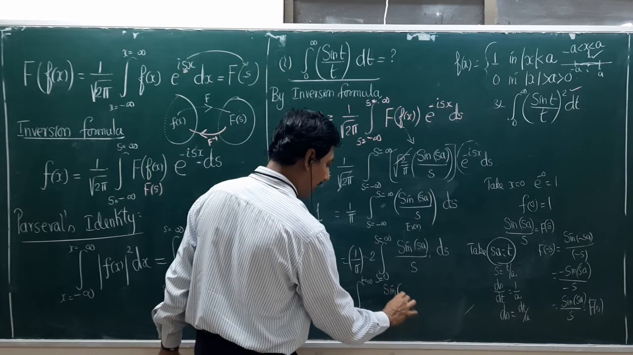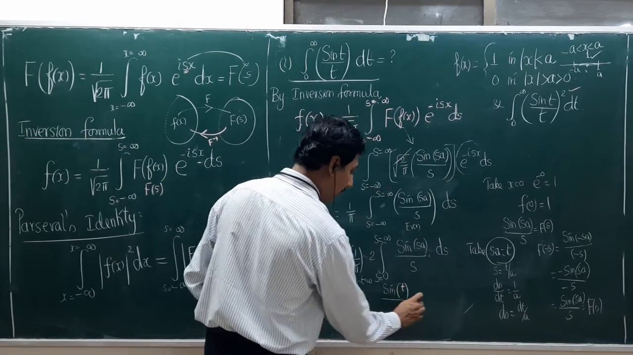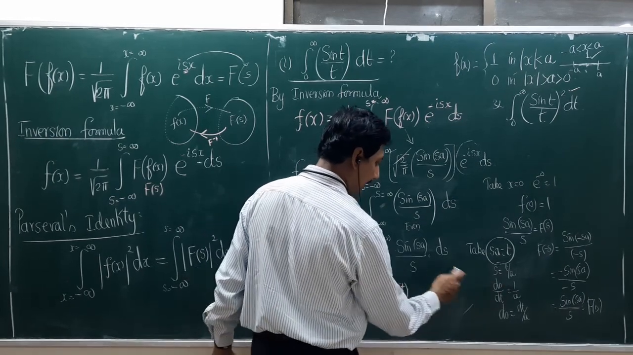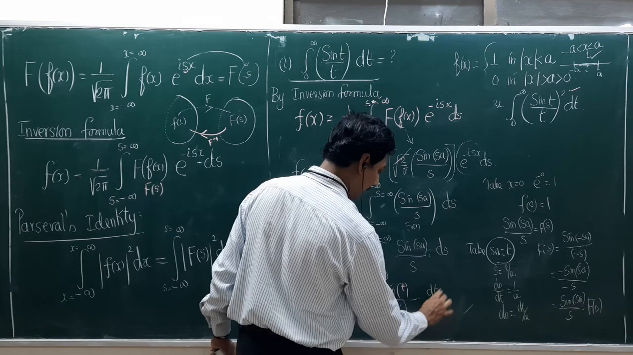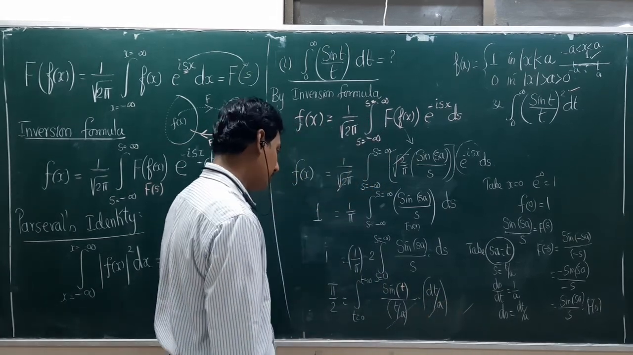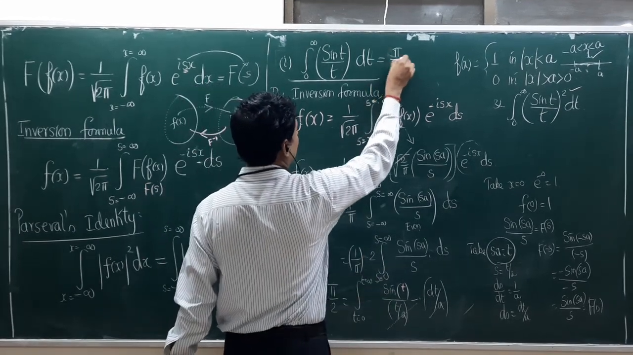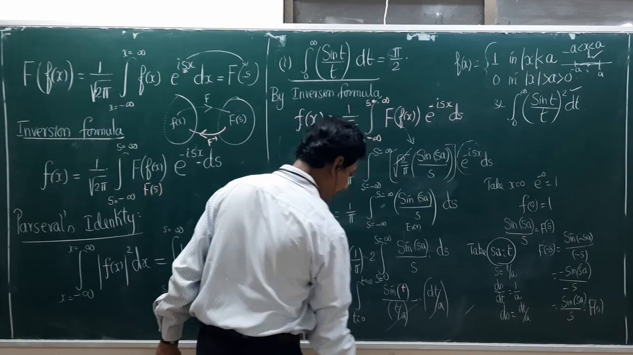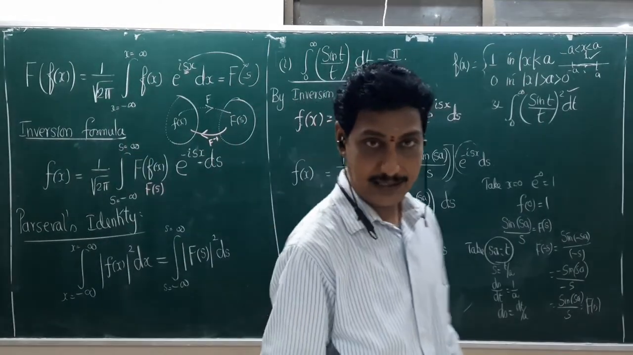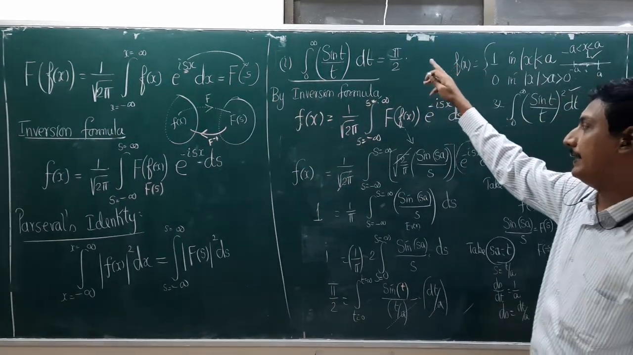What is sa here? sa is t. What is s? s is t by a. What about ds? ds is dt by a. So this a and this a cancel. The output is integral of sin t by t dt equal to pi by 2. So this is the answer. Sin t by t integral is equal to pi by 2. That is the answer for the first integral, 0 to infinity sin t by t dt.